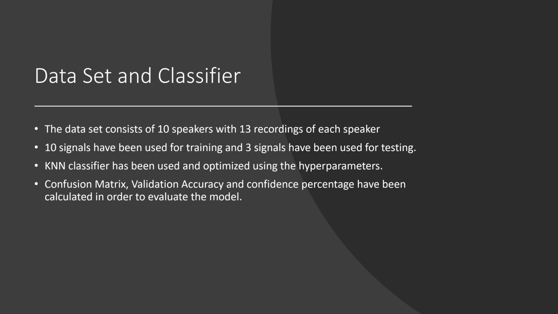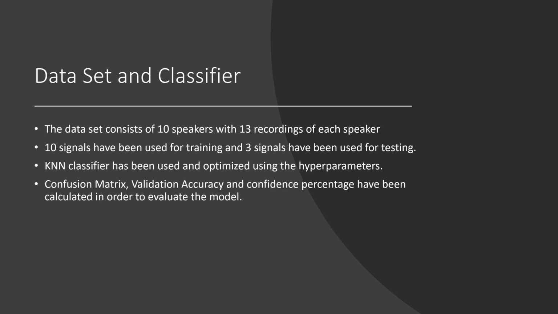The data consists of 10 speakers with 13 recordings of each speaker. In order to use it for training and testing, we have used 10 recordings from each speaker to train, and 3 recordings from each speaker to test. The classifier that has been used in this model is the KNN classifier, and this classifier has been optimized using hyperparameters. The hyperparameters defined for the KNN are the number of neighbors, the distance, which is Euclidean, and the weights, which are standardized weights for the distances.